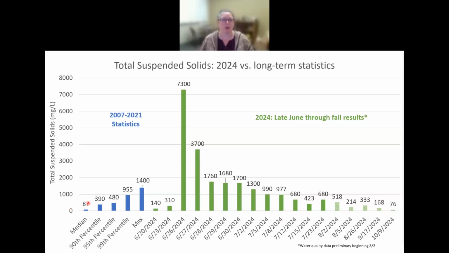So with that, that clearer water that we see in the winter is reflected in this median number. The median for October is 30. So we are still above what we would expect to see this time of year, especially at these low flows. There's not a lot of rain events that have been kicking up extra sediment.